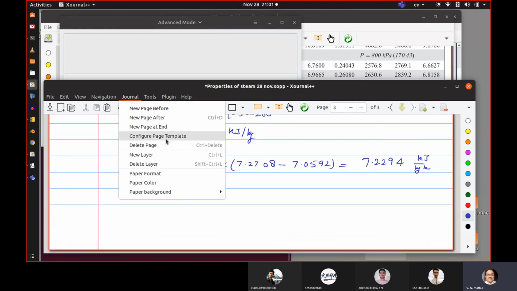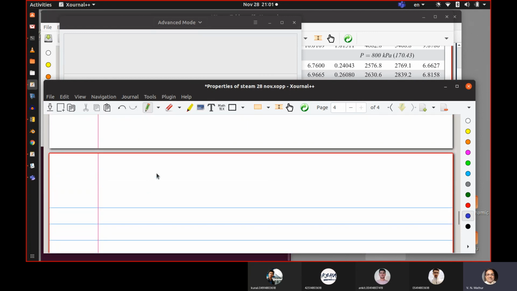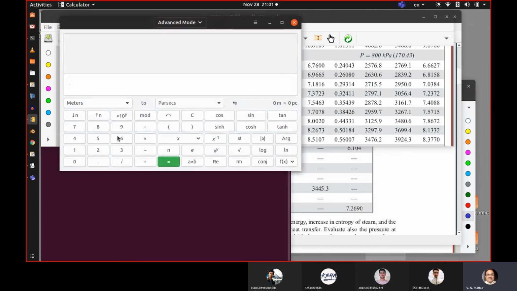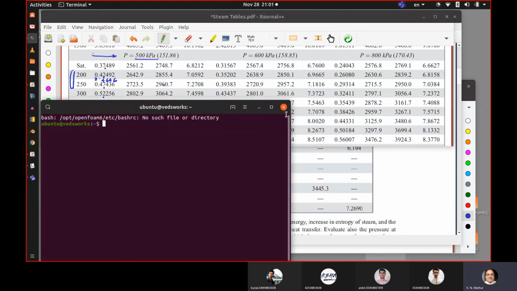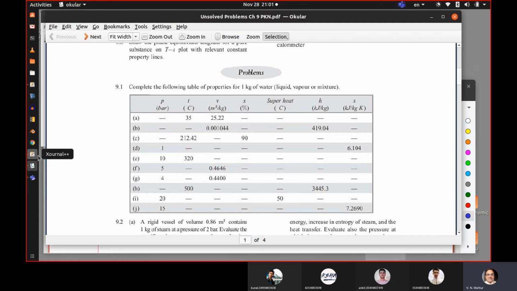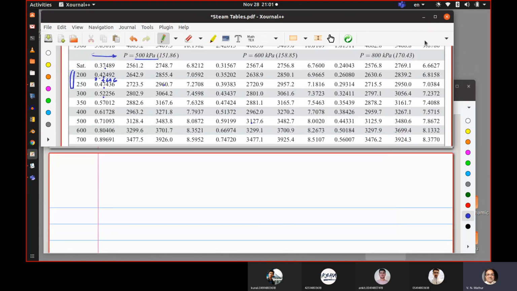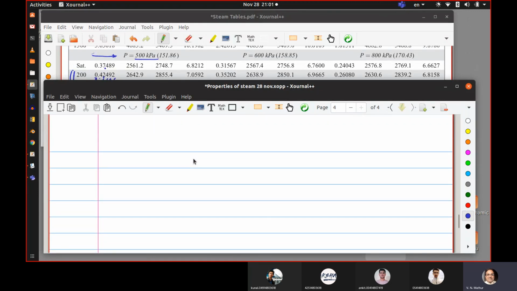Journal, new page after. What has come up in the background? This also I do not want. What is this? This is the file we are working on.